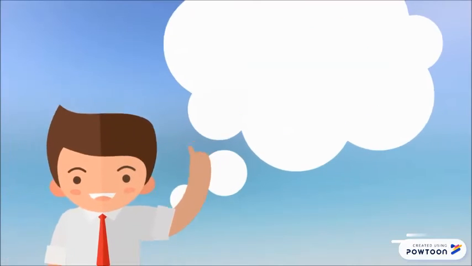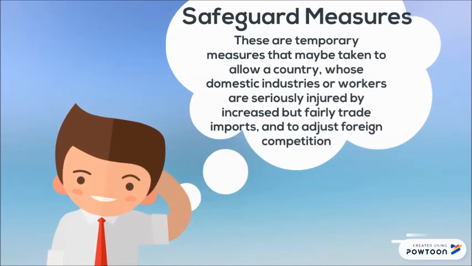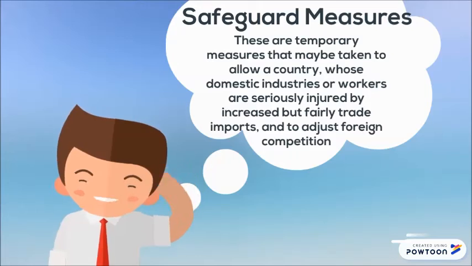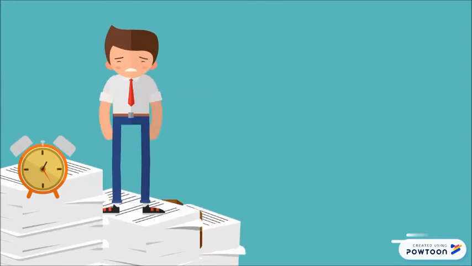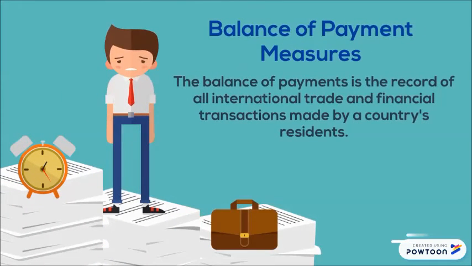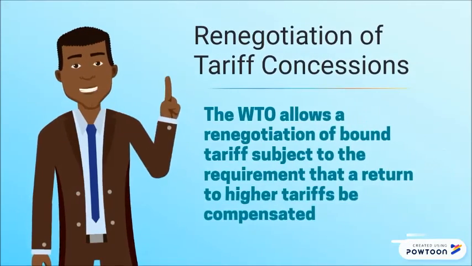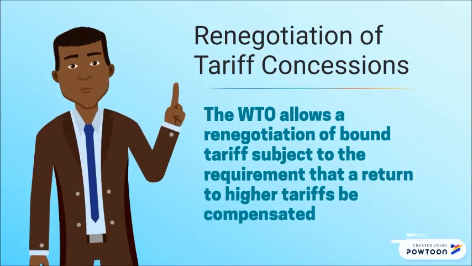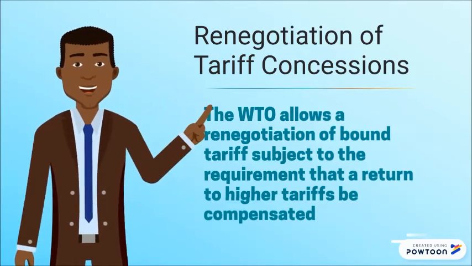Safeguard measures are temporary measures that may be taken to allow a country whose domestic industries or workers are seriously injured by increased but fairly traded imports to adjust to foreign competition. Balance of payment measure. The balance of payments is the record of all international trade and financial transactions made by a country's residents. Negotiation of tariff concessions. The WTO allows renegotiation of bound tariffs, subject to the requirement that the lost tariffs be compensated.